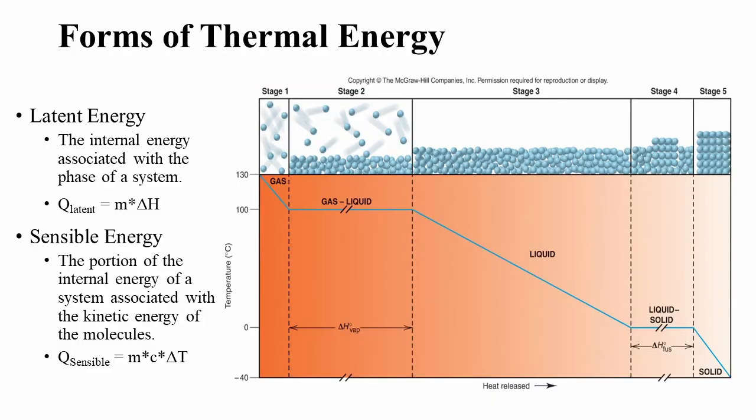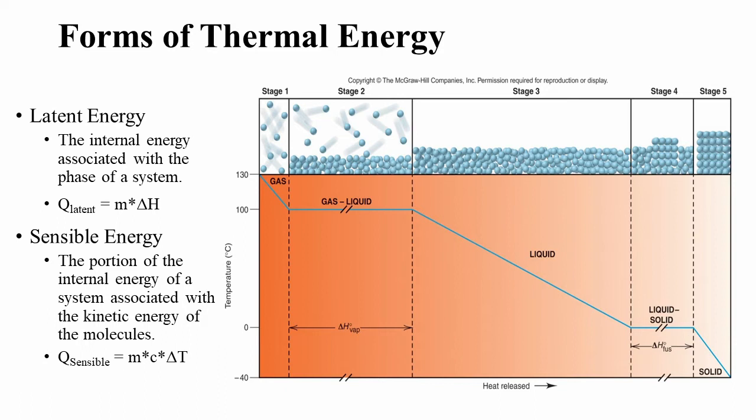There are 2 forms of thermal energy, latent energy and sensible energy. Latent energy is heat flow occurring at constant temperature. Sensible energy is heat flow accompanied by temperature change within a phase. So, in this diagram, sensible energy exists in states 1, 3, and 5, and latent energy exists in states 2 and 4.